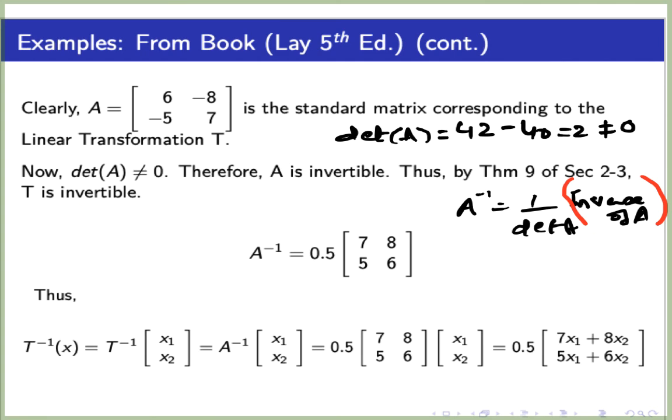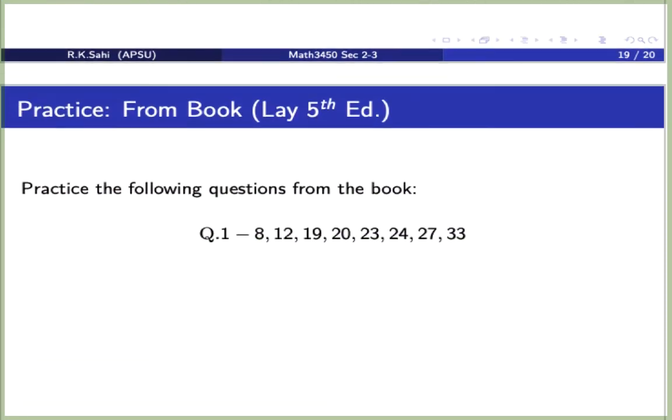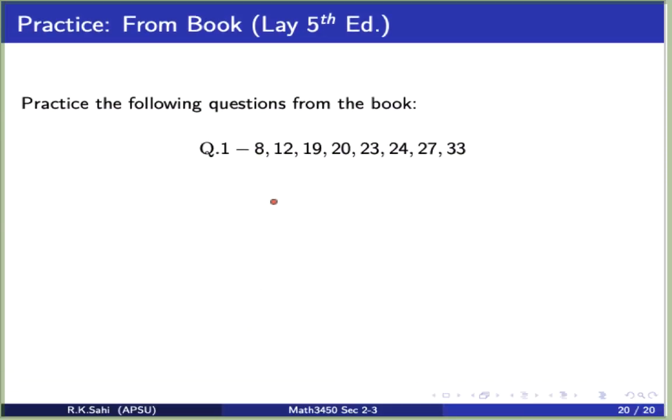And I would like you guys to practice these following questions from the book. These are questions 1 to 8, 12, 19, 20, 23, 24, 27, and 33.